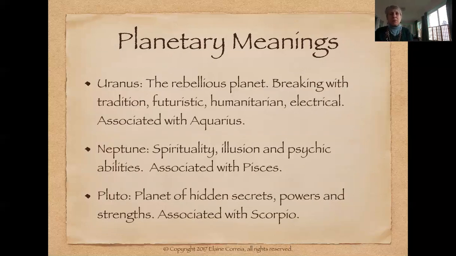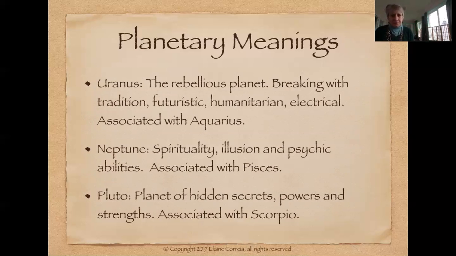Now, Uranus is the rebellious planet. It's like a break with tradition. It has a futuristic look. It's futuristic, humanitarian, for the well-being of all, a utopia type thing. And it relates to electrical systems, our nervous system, lightning, electrical things, and is associated with Aquarius.